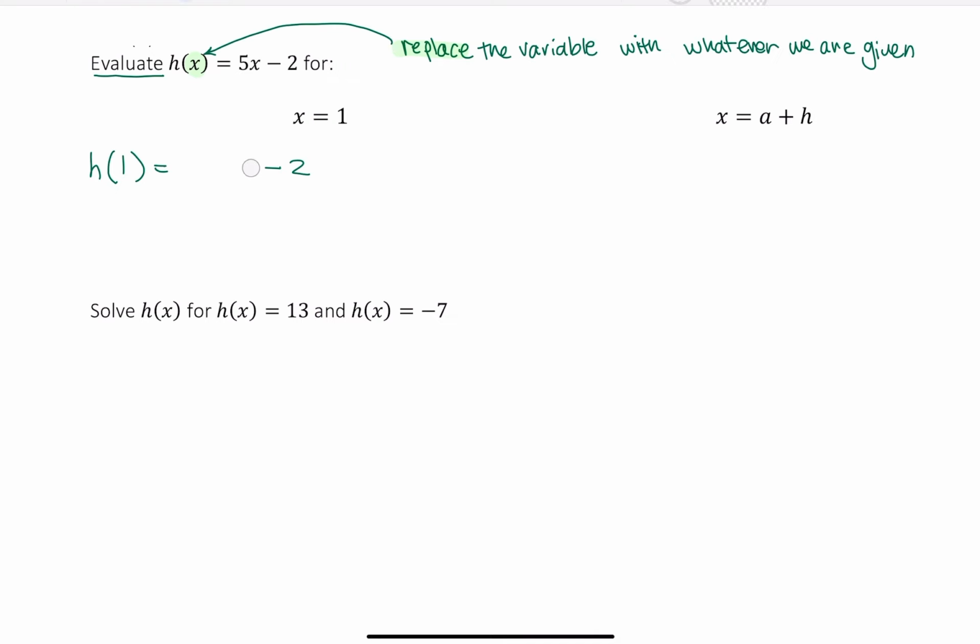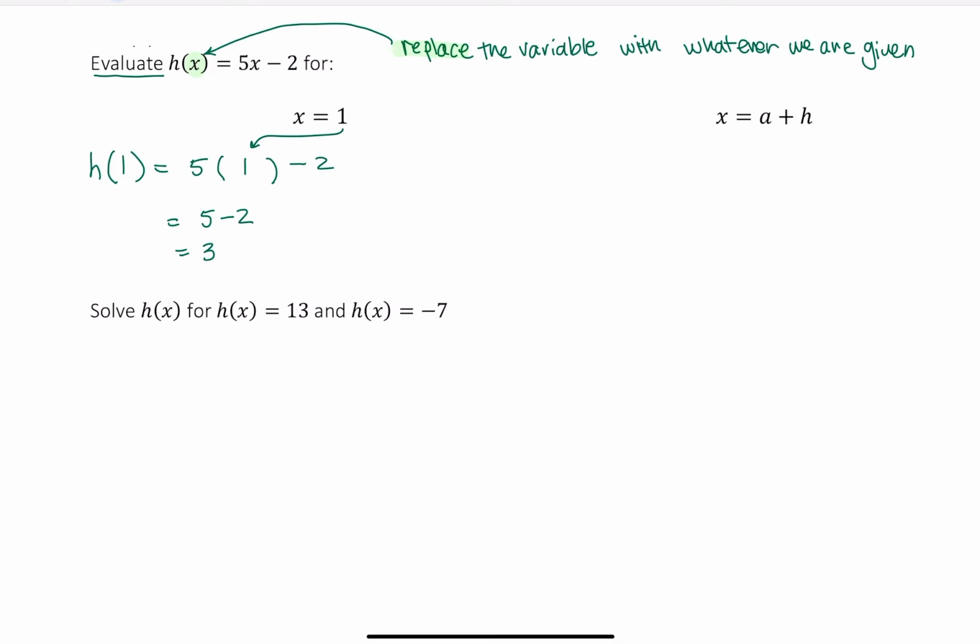Alternatively, actually, let me show you this way. We're going to do 5, and instead of writing anything down first, we're going to just put the parentheses. And now in that parentheses, we're going to replace it with the 1. So this is 5 times 1 minus 2. This is equal to 3.